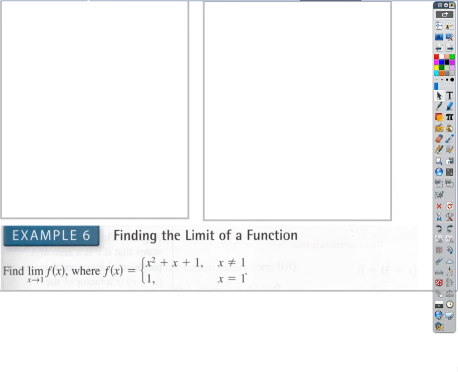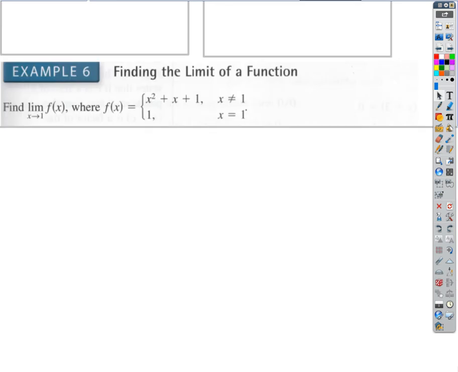So let's take a look at this piecewise function. Let f of x be defined as x squared plus x plus 1 whenever x is not equal to 1, and is defined as 1 when x equals 1. So what do you think that might end up looking like then? Just in general, what do you think?